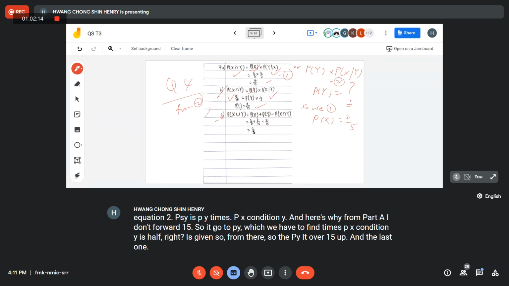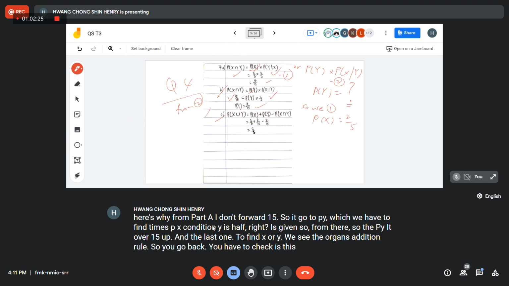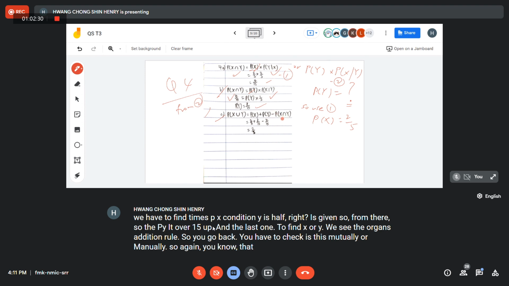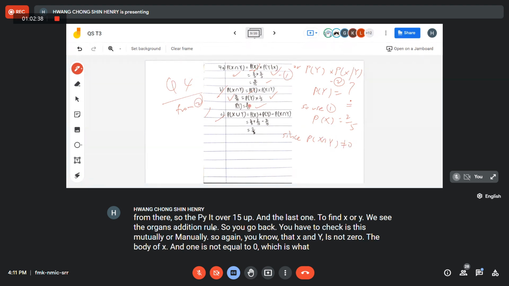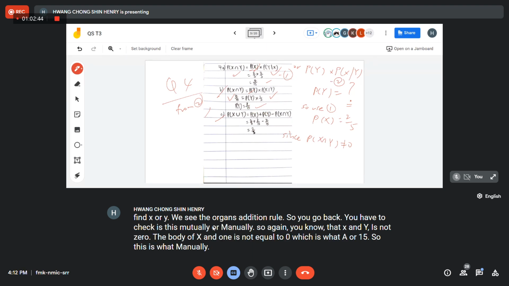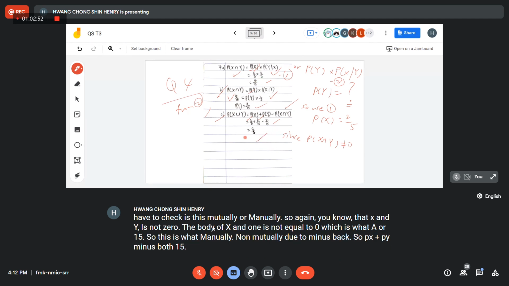And the last one, to find the P(x or y), when you see the 'or' means addition rule. So you go back, you have to check, is this mutually or non-mutually exclusive? So again, you know that P(x and y) is not 0. The probability of x and y is not equal to 0, which is 4/15. So this is non-mutually exclusive. Non-mutually, you have to minus back. So P(x) plus P(y) minus 4/15, you get 2/3.